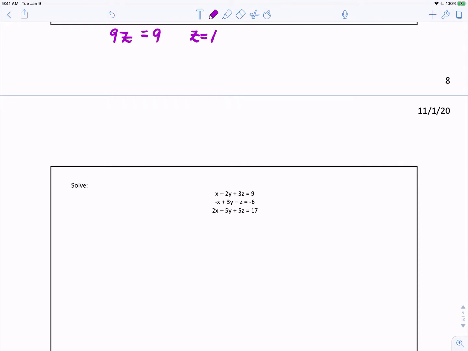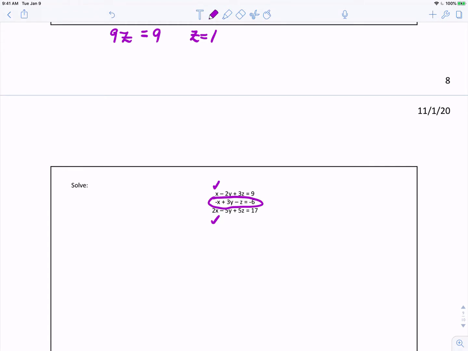All right, so I need to make a plan. I'm going to use the second equation, and I'm going to use it to get rid of x. The reason I picked the second equation is because x is negative there, and I won't have to multiply by any negative numbers to do that. All right, so let's take a look.